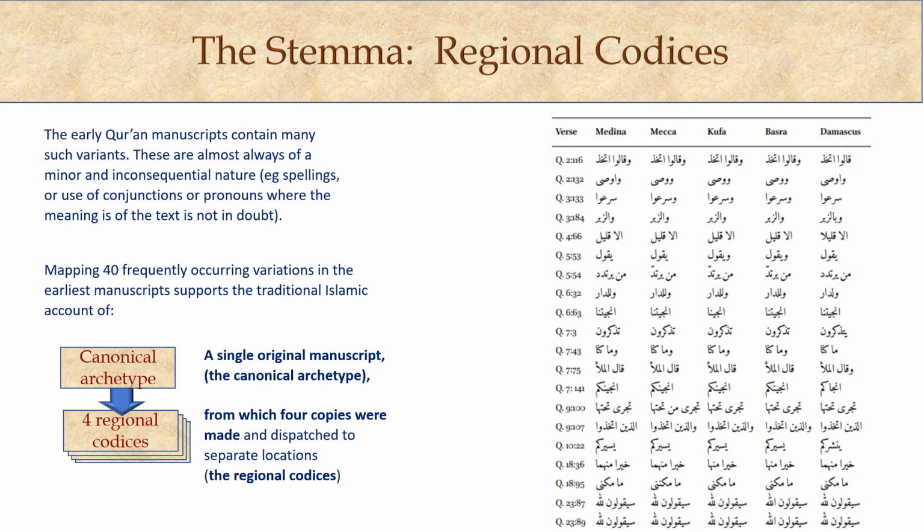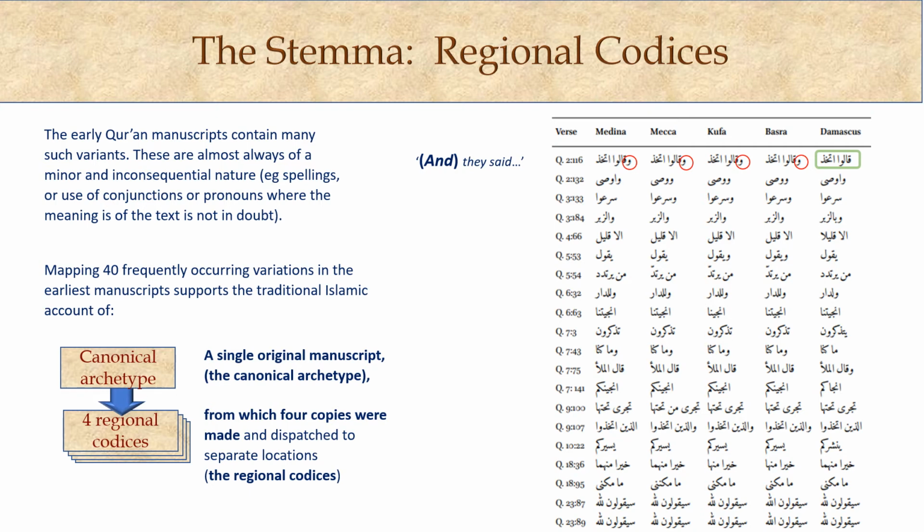Now this gives us 4 different writing traditions that are associated with geographical regions: Medina, Mecca, Kufa, Basra and Damascus. If I go through 5 out of the 40, I think I can make the point. In Surah 2, verse 116, most Quran manuscripts include that little curved letter that I've circled in red, which is a wa, and which means and. So they say, and they said.